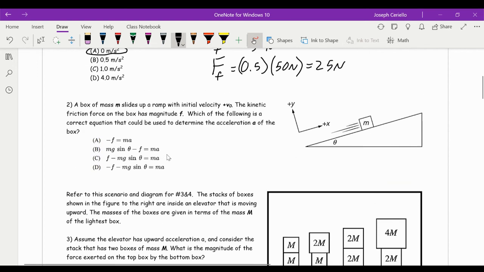Looking at the next one here, I'm going to abbreviate this one just a little bit. It's an object sliding up an incline. I'm going to draw in the forces. We have Fg going down. We have friction pointing down the incline in the negative parallel direction. And we have the normal force perpendicular to the incline. From there, we have to figure out, okay, my acceleration is in the parallel direction, so I need to do the sum of my forces in the parallel direction.